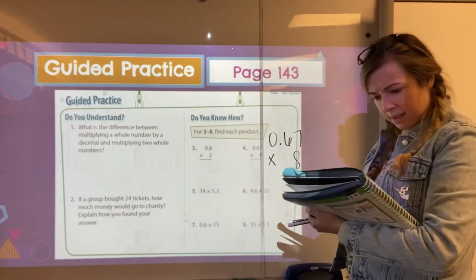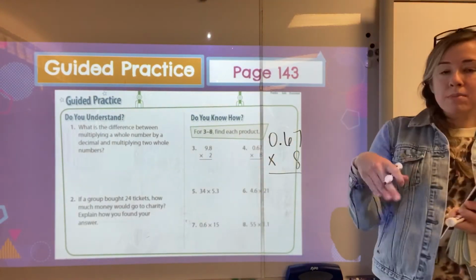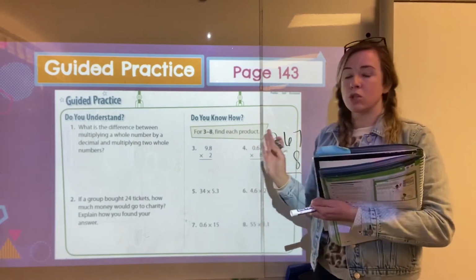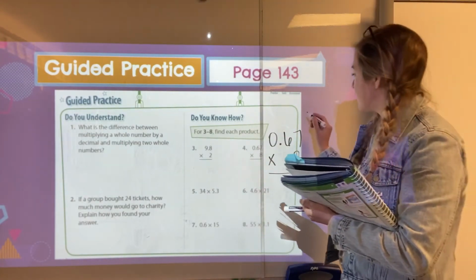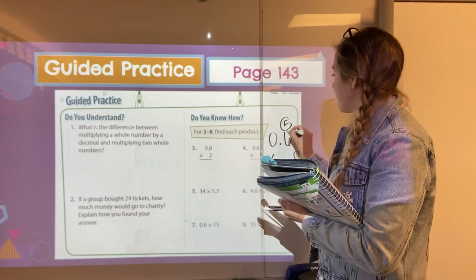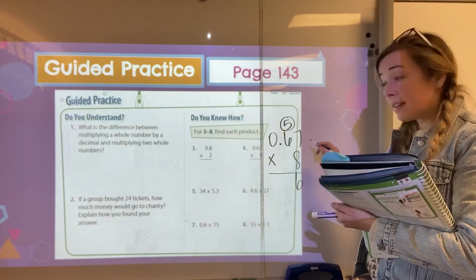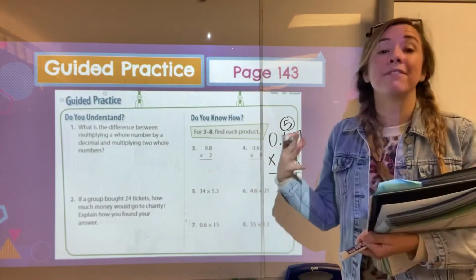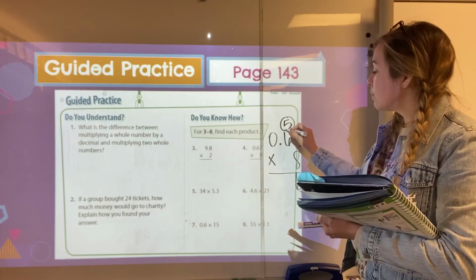Okay, so I'm going to ignore my decimal for the start of this, and then I'm just going to multiply through. So 8 times 7 is 56. So I bring my 5 up here, circle it, 6 comes down below. 6 times 8 is 48, and then I need to add 5 more to that. So 49, 50, 51, 52, 53.